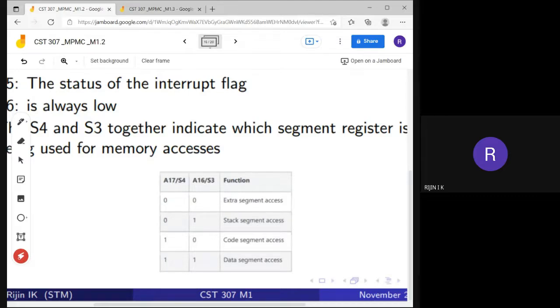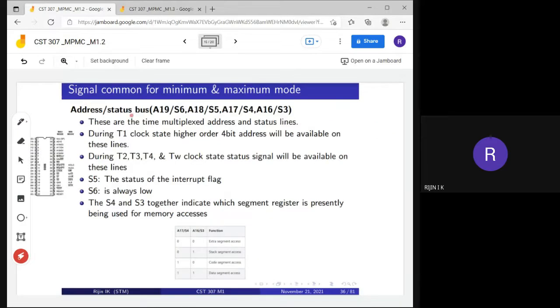So here, for S4 and S3, if both are 0, the extra segment register is used for memory access; 01 means stack segment; 10 means code segment; and 11 means data segment. So that is the address bus and status bus. These are 4 bits.